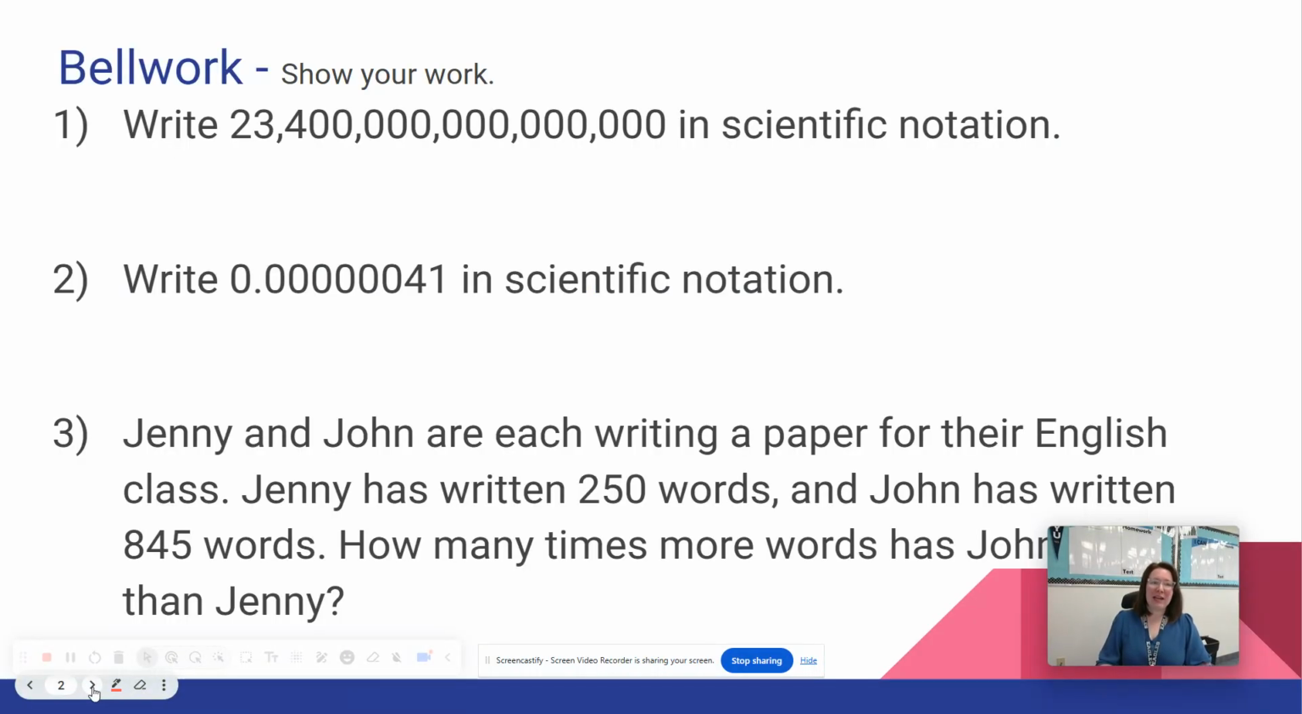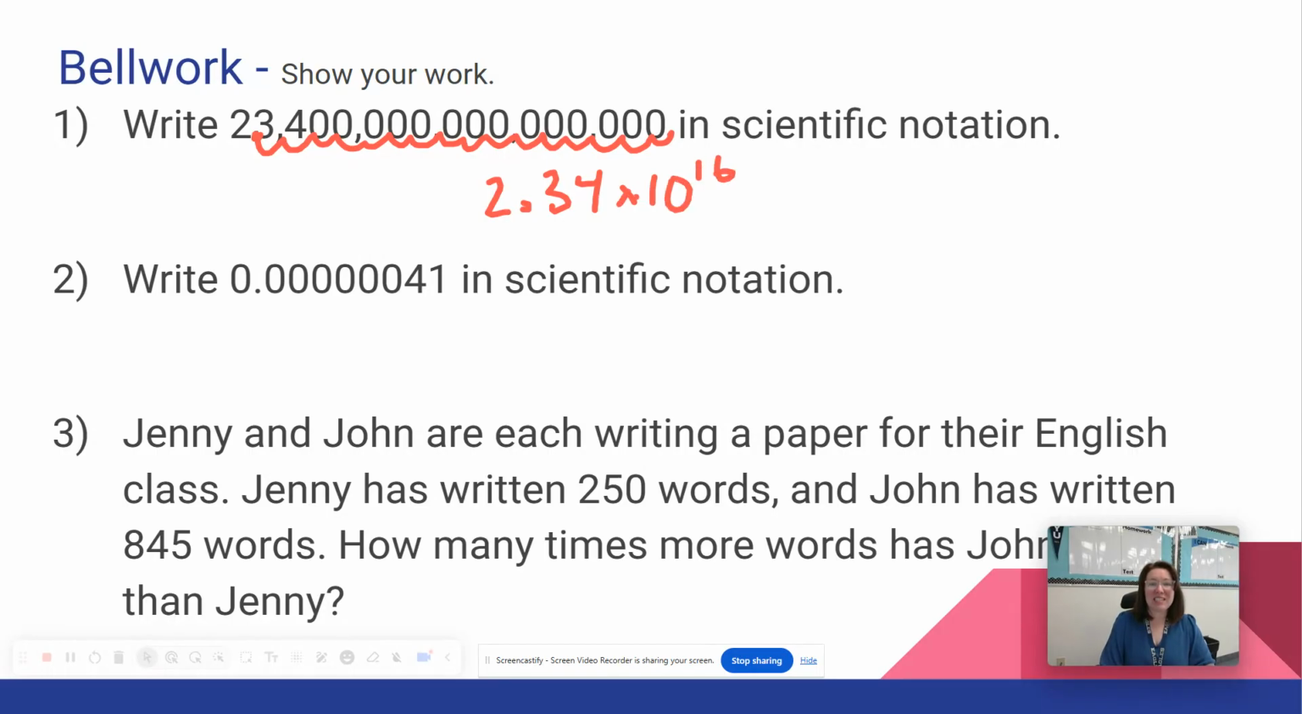Starting with our bell work, write this giant number in scientific notation. I will remind you there is an invisible decimal at the end of all numbers. We just don't write it because that would be silly. And then we move it so there's only one digit to the left of that decimal point. So 1, 2, 3, 4, 5, 6, 7, 8, 9, 10, 11, 12, 13, 14, 15, 16. 2.34 times 10 to the power of 16. So there's one digit to the left, everything else is after it. Because in these zeros there's no other numbers, I don't have to write all these zeros.